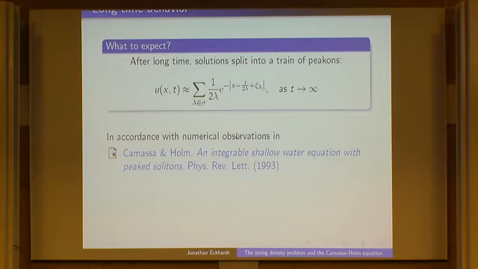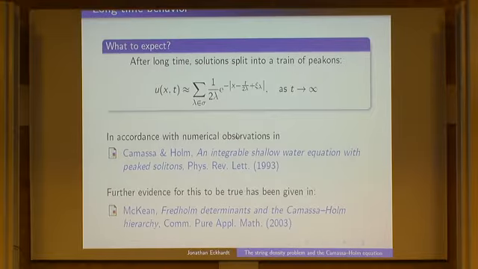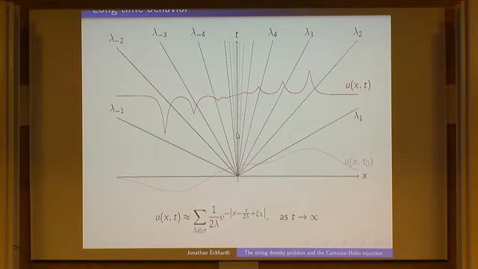And actually behavior like this has already been expected by Camassa and Holm in the first paper they published. They did some numerical calculations and came up with a picture like this. Later, McKean gave some evidence that this should be true, but he wasn't able to prove it. So there's a picture now. How is it supposed to look?